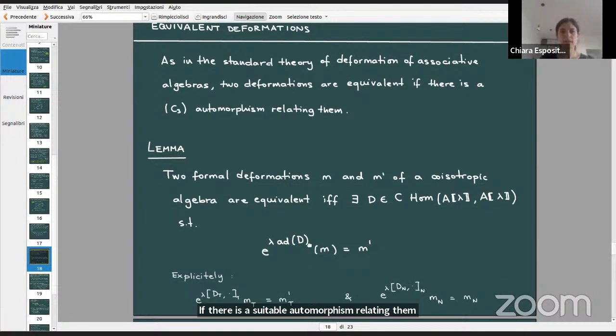But in this case, we can say even more. We can give a characterization. We can say two deformations of a coisotropic algebra are equivalent if and only if there exists a coisotropic homomorphism inside this formal power series, such that I can connect M and M prime via this action. Explicitly, this means we have a total component and a normal component connected by this action. This is the total component of the Gerstenhaber bracket, and this is the normal component of the Gerstenhaber bracket, meaning the restriction of it.